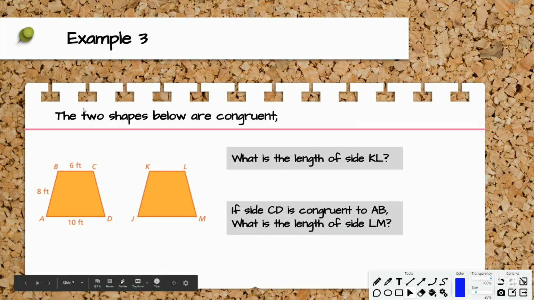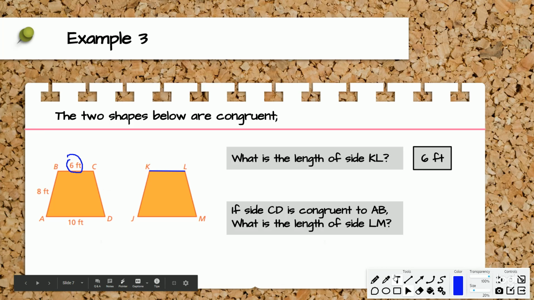And the last example we have is two shapes, and they're telling us that these two shapes are congruent. They give us some of one of the shapes, but not the other shape. So it says, what is the length of KL? So if I look at KL right here, and I want to know what the length of it is, I need to find the matching side to it. KL looks like it's the shortest side, and if I look on this one, the shortest side is 6. So I would say that the length of KL would be 6 feet.